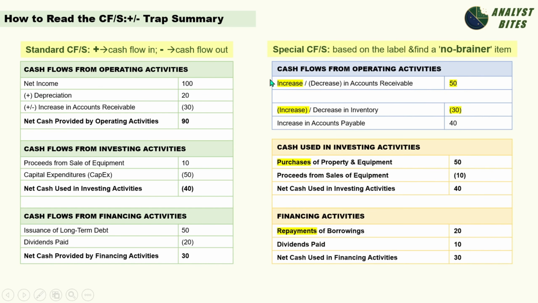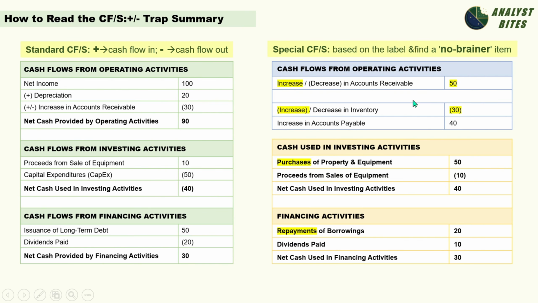Very intuitive. But on exam day, CFA loves to throw this trap statement on the right at you. Let's look at the first line in CFO. Increase in accounts payable is a positive 50. Wait, we just learned that an asset increase is a cash outflow, right? So here, the number simply states the accounting change.